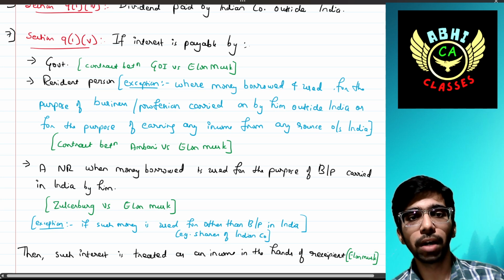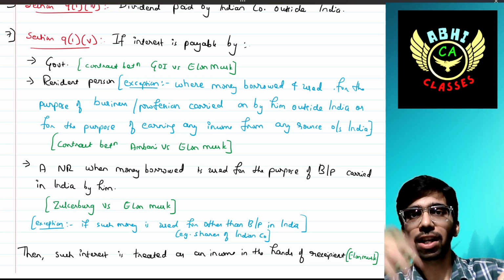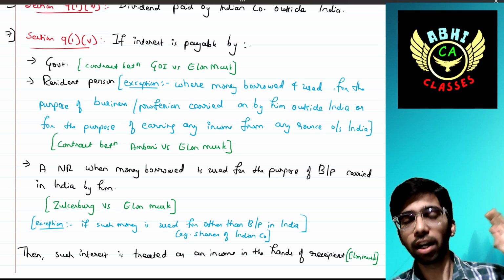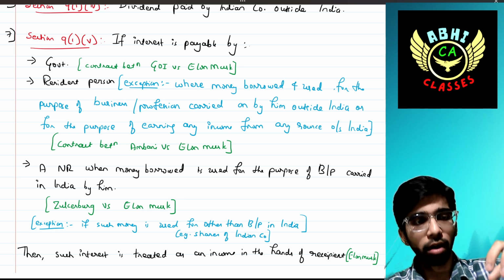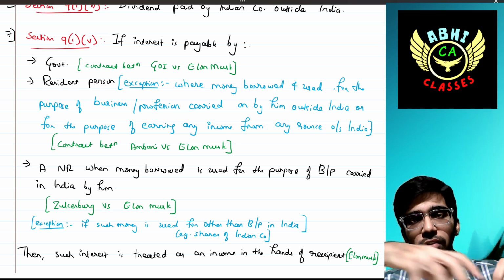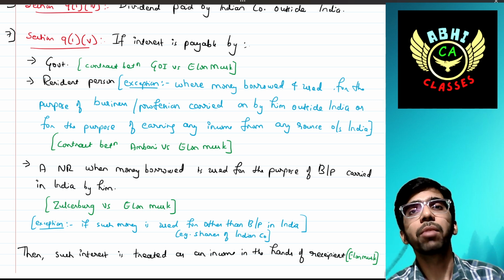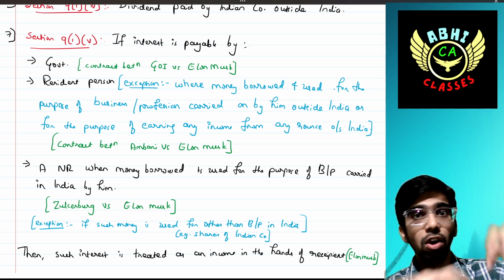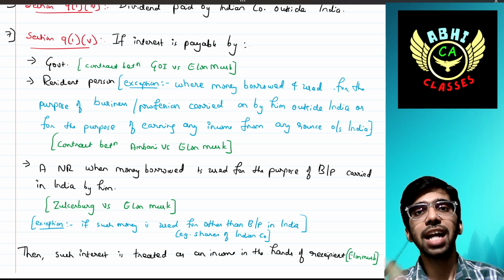Next, interest payable by an NR. For example, any contract between Mark Zuckerberg and Elon Musk. Both are NR for the time being and always. Okay, let's assume in this previous year, Zuckerberg and Elon Musk. If Zuckerberg has borrowed money from Elon Musk for the purpose of business or profession carried on by him in India, then only that interest payable is taxed in the hands of Elon Musk.